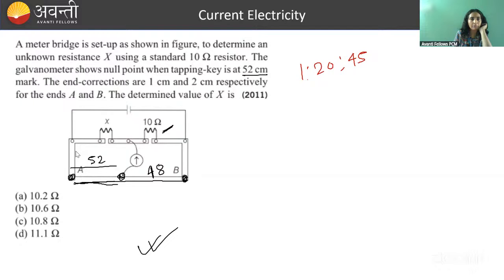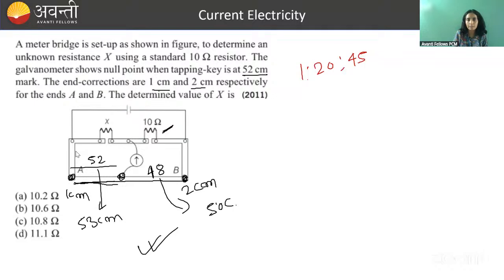The galvanometer shows null point when the tapping key is at the 52 centimeter mark. The end corrections are 1 centimeter and 2 centimeter. So here end correction is how much? 1 centimeter, and here how much? 2 centimeter. So overall this distance will become how much? 53 centimeter, and this distance will become how much? 50 centimeter. Now use the formulas plainly.